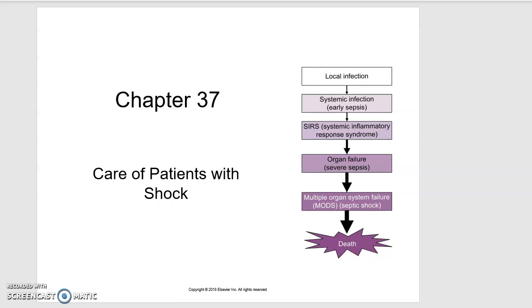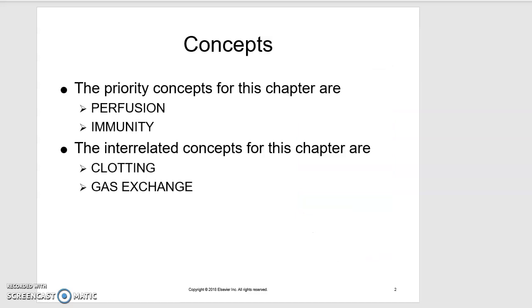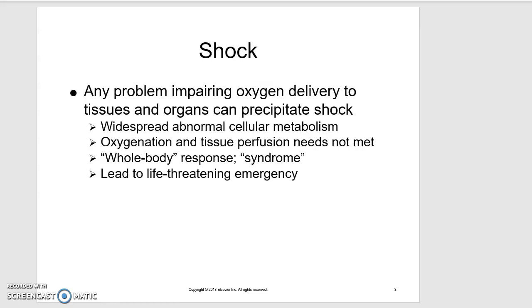This lecture is over Chapter 37, Care of Patients with Shock. It begins on page 751. Some of the concepts we're going to talk about are perfusion and immunity, and interrelated concepts include clotting and gas exchange.